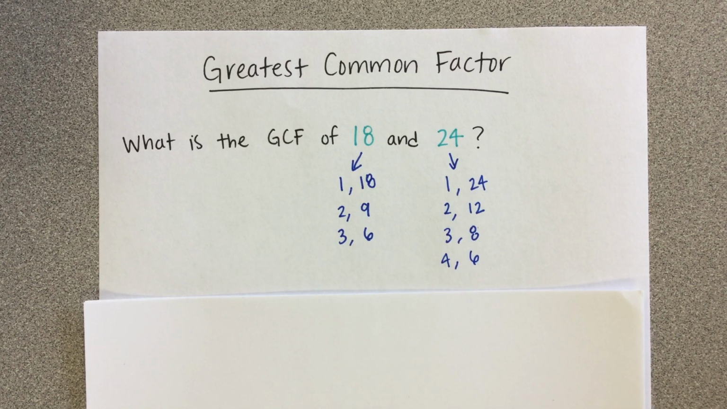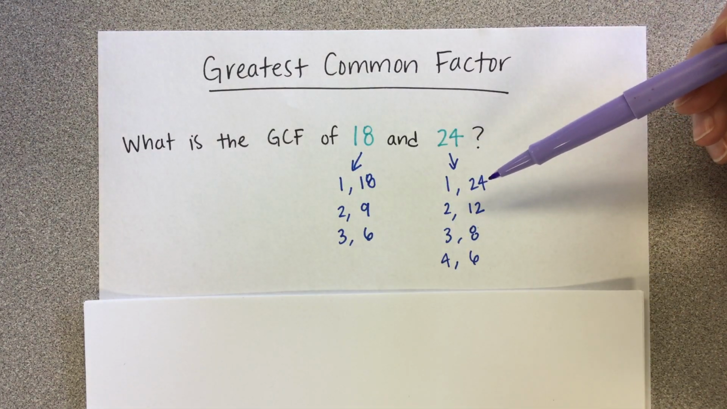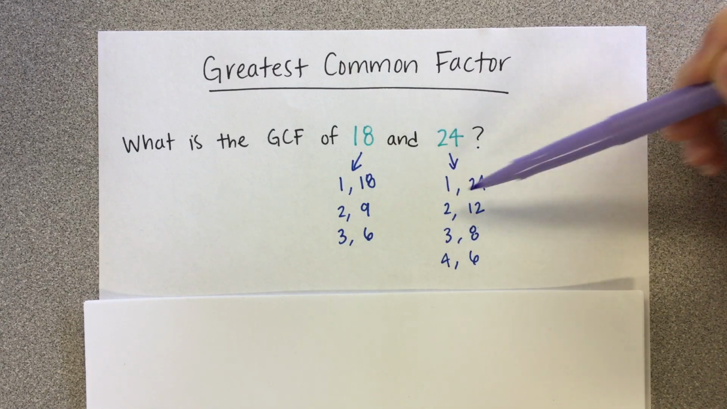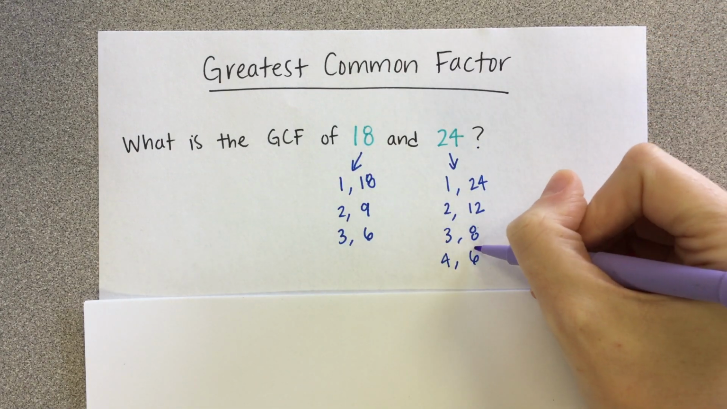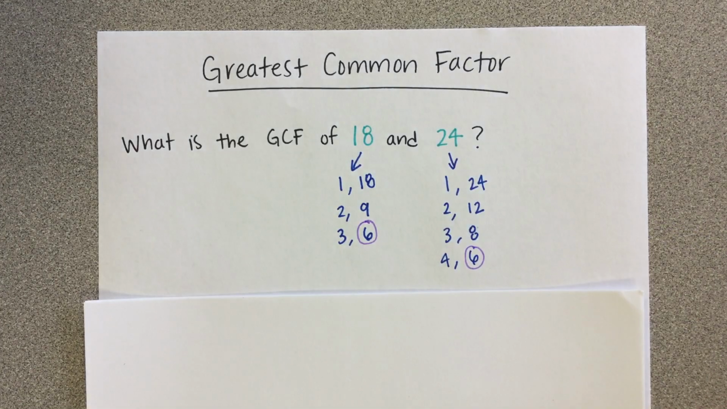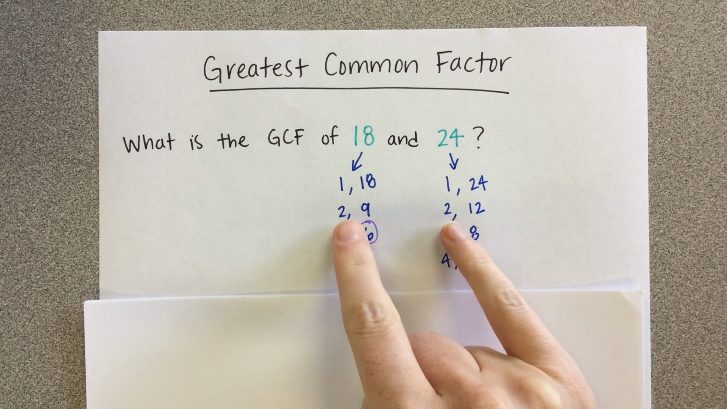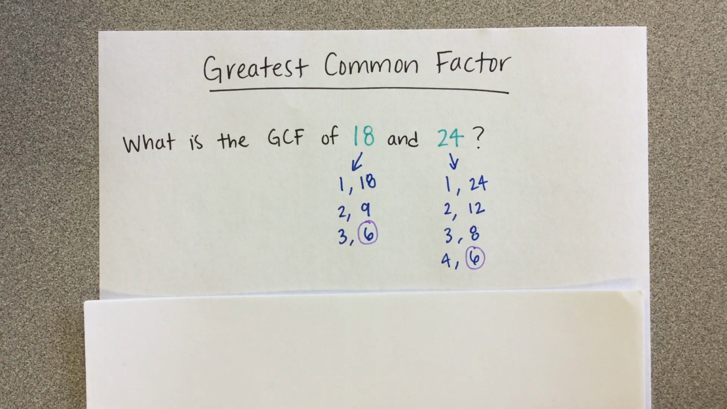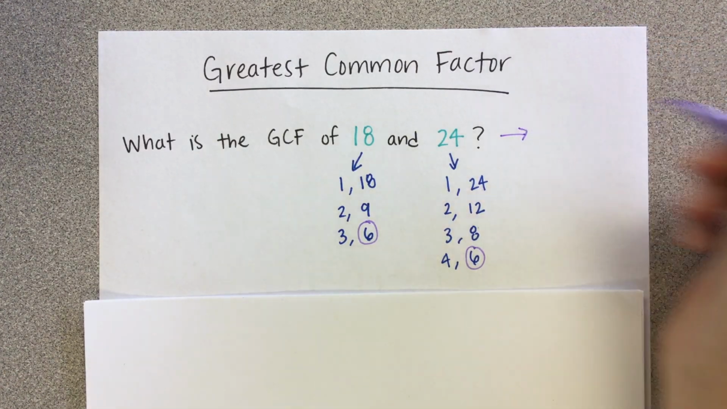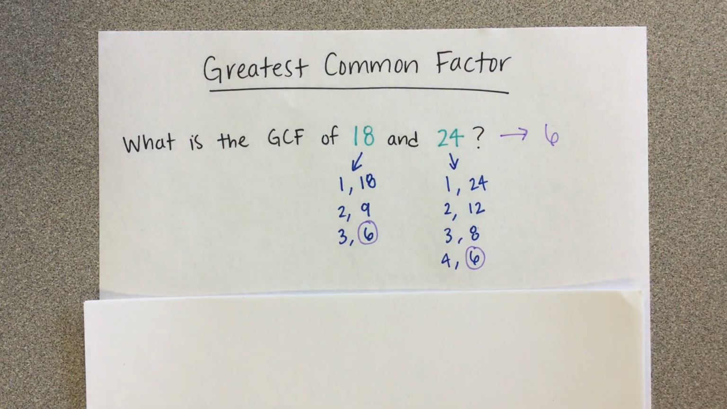So once you've listed out all the factors, then you're considering what's the greatest number that's in both of those lists. What is the greatest factor that they have in common? And so starting with our biggest numbers, well, 18 and 24, those are not in common, 9 and 12, but 6 is in both of our lists. That is the greatest common factor. Notice that 3 is also a common factor of both of these numbers, and so is 2, but it's not the greatest common factor. So the GCF of 18 and 24 is 6.